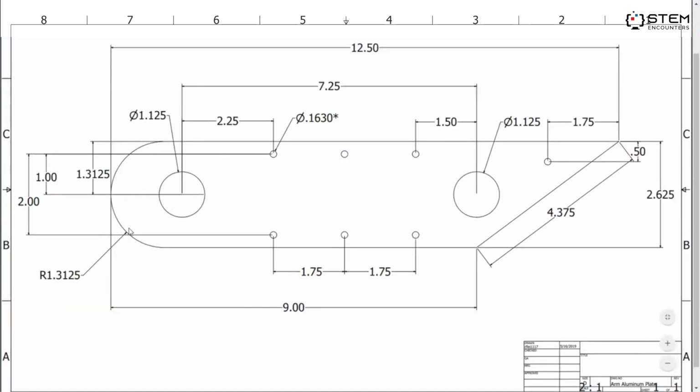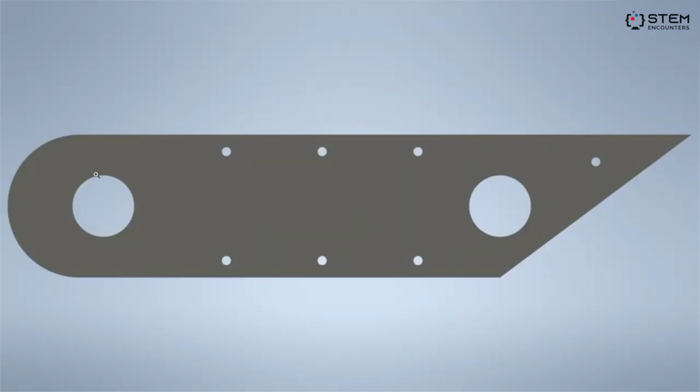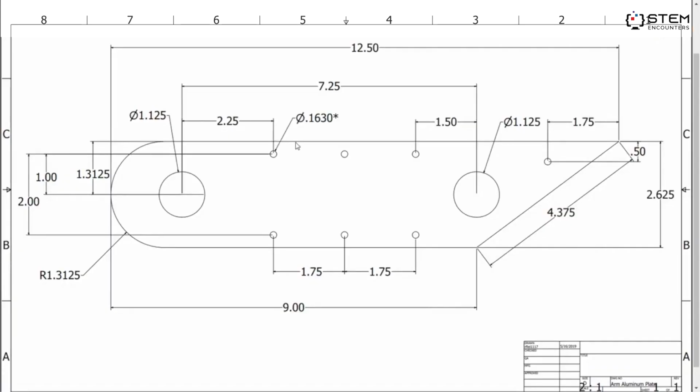So all these numbers basically just represent the different measurements for the different features of this part. For instance, this 12.5 represents the 12.5-inch length of this part from the rim of this curve to the tip of this point. You'll also notice that for some measurements, they're preceded by a circle with a line going through it. This just means that the measurement given is a diameter.